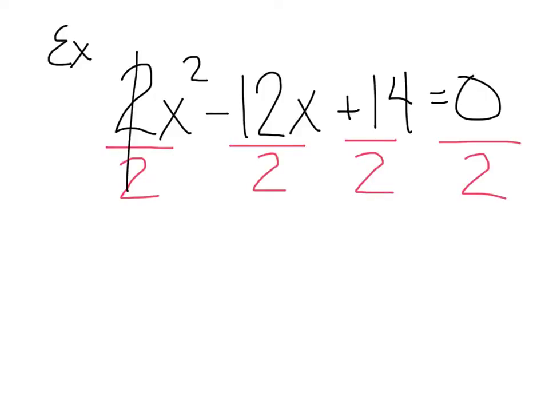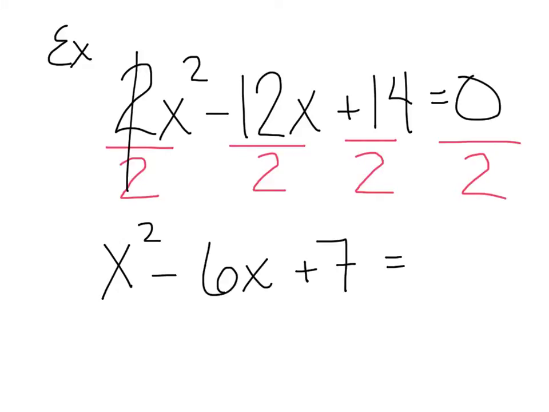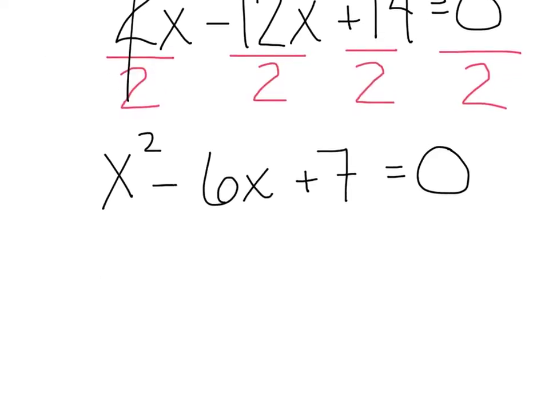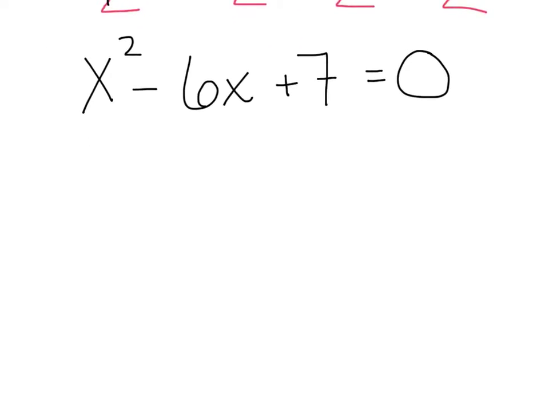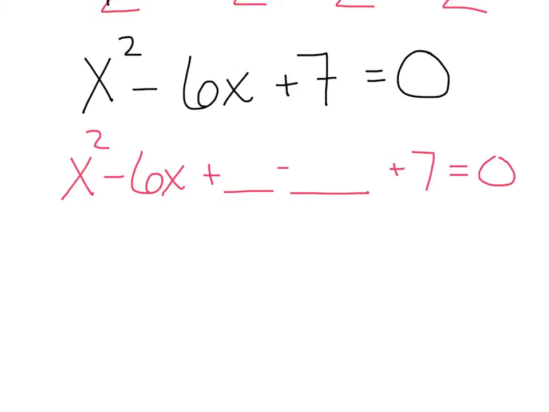Alright, so that becomes x squared minus 6x plus 7, and 0 divided by anybody is still 0. Now you complete the square. So let's run through those steps again. I'm going to rewrite it as x squared minus 6x. I'm going to add a number and subtract the same number, plus the 7 equals 0.